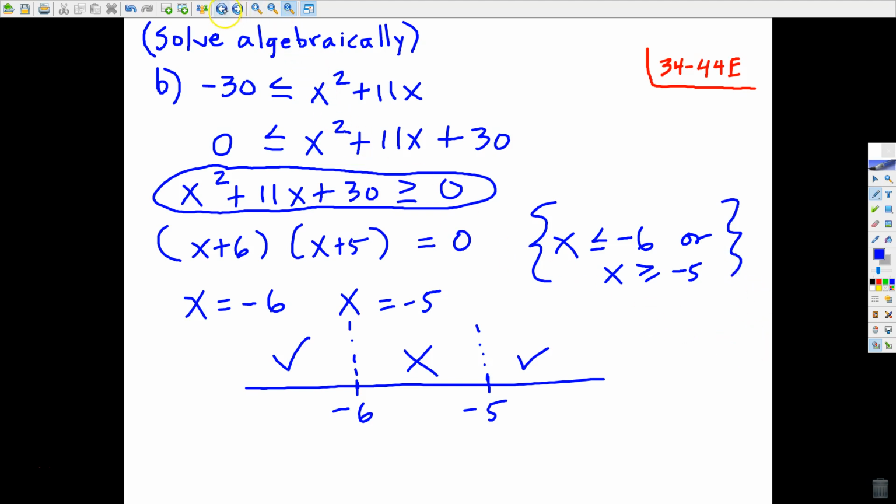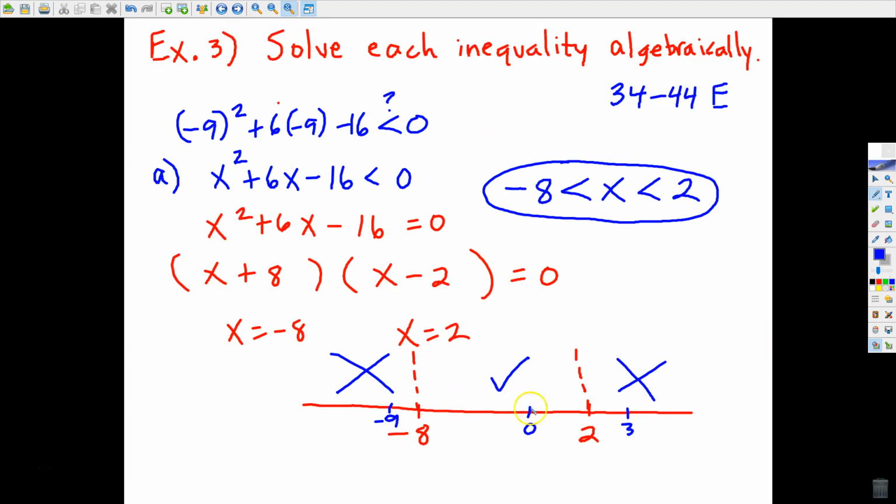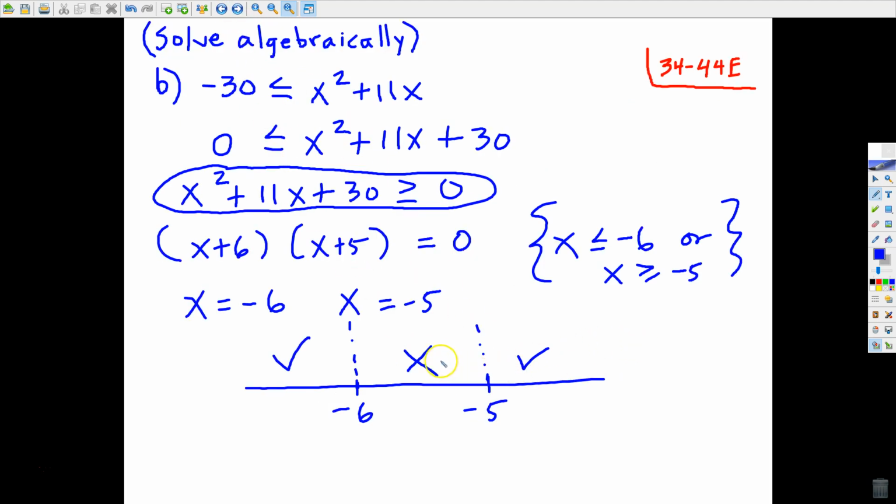So I gave you one example of a between statement where all the answers are in between two numbers. And this goes back, if you remember, back to compound inequalities. This would be considered like an or statement. Or the fancy mathematical term would be union. The union of those two sets.